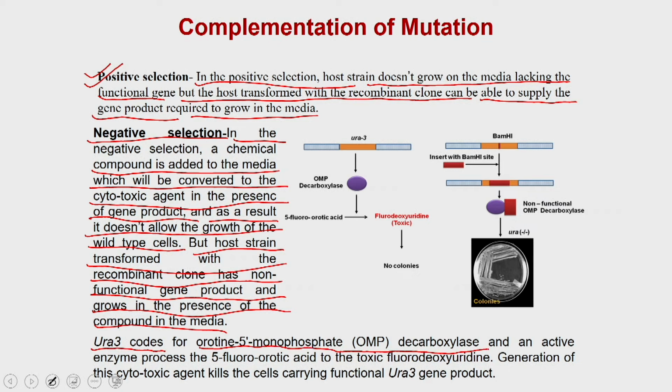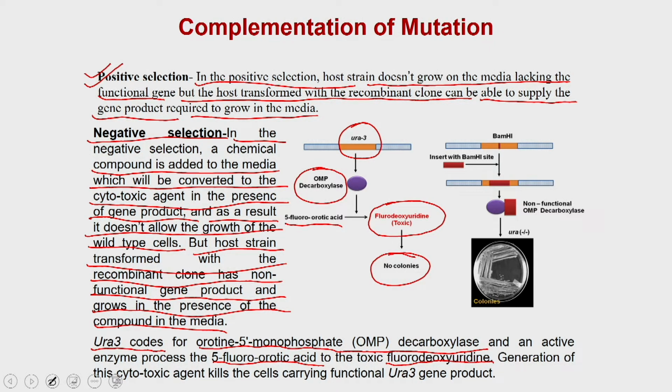This is an enzyme which processes a compound called 5-fluoroorotic acid into a very toxic compound, fluorodeoxyuridine. So, what you do is you add the 5-fluoroorotic acid, and in the presence of OMP decarboxylase produced by URA3, it is converted to the very toxic fluorodeoxyuridine. So, it will not allow the host to grow.